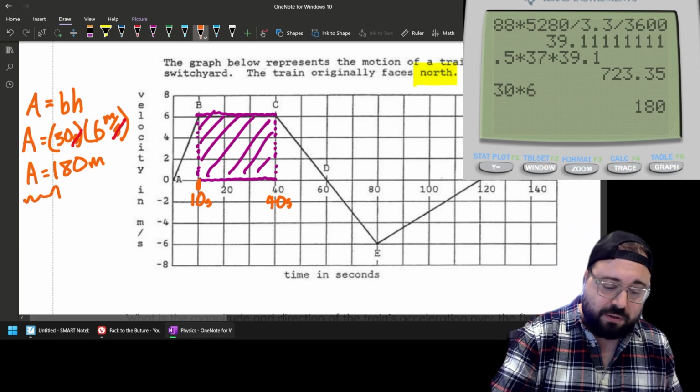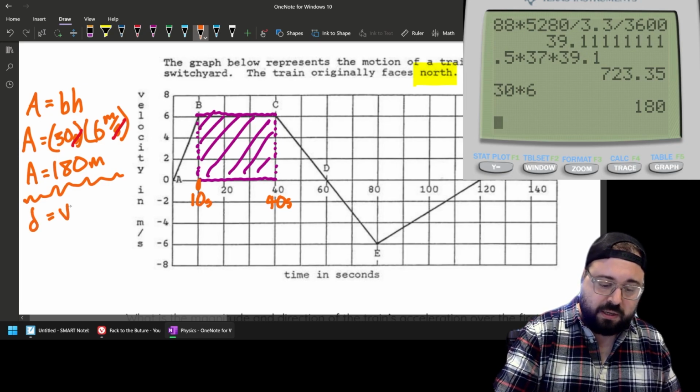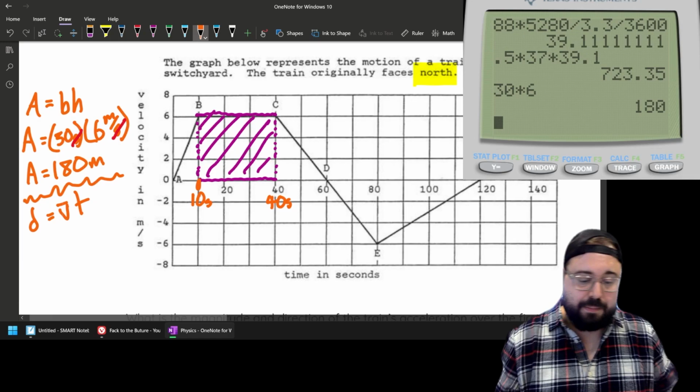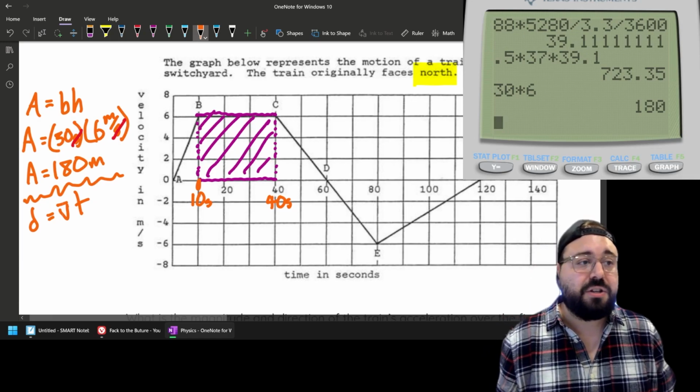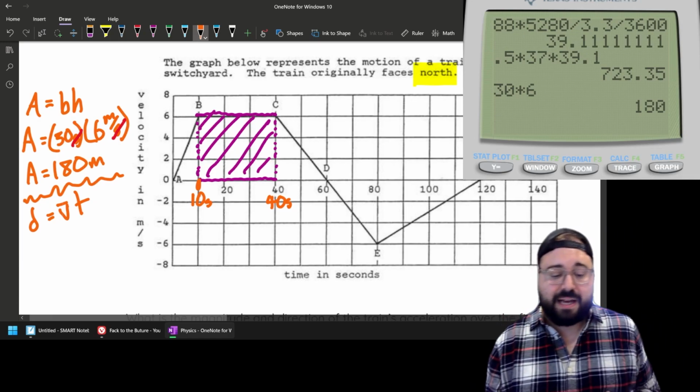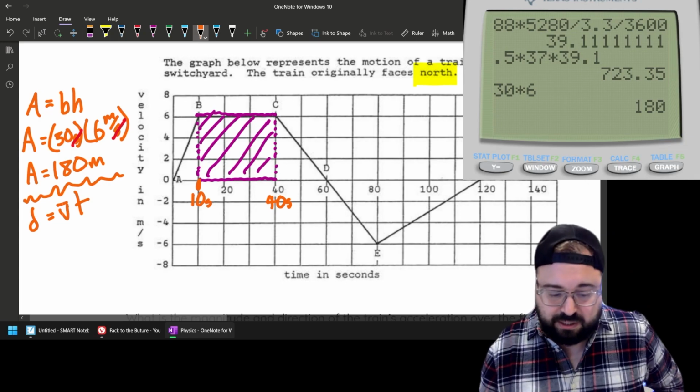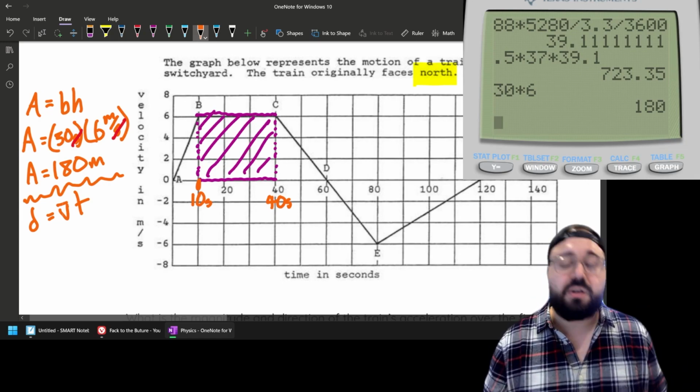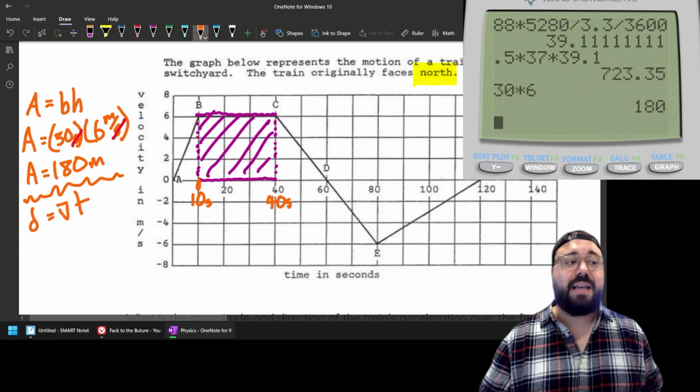Now what we could also do is do this, right? Distance equals average velocity times time. And it ends up being the exact same calculation, doesn't it? Because my average velocity from B to C is 6 meters per second and the time is 30 seconds. So I'd end up doing the same math.